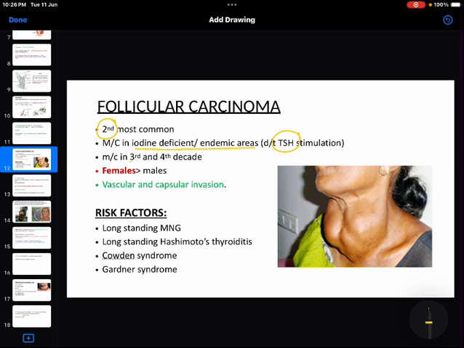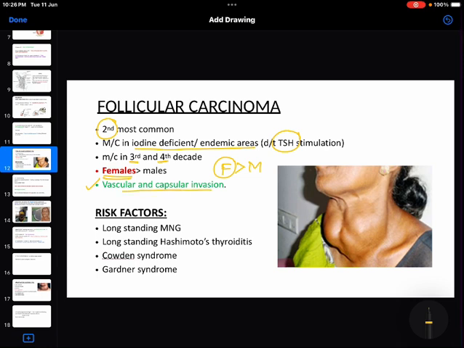It is more common in the second, third and fourth decade of life. It is also more common in females, similar to papillary thyroid carcinoma. Papillary thyroid carcinoma is also seen most commonly in females. All the thyroid carcinomas are more common in females. The important feature of follicular thyroid carcinoma is that it has vascular and capsular invasion.